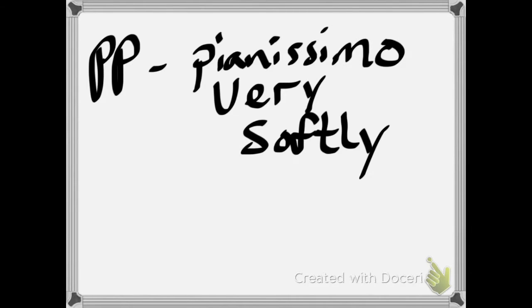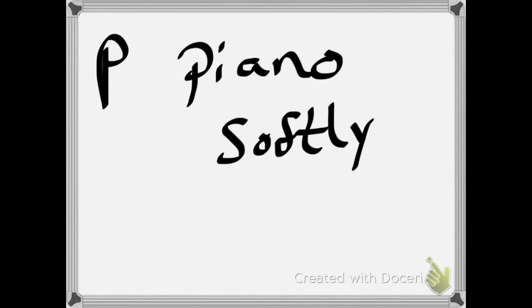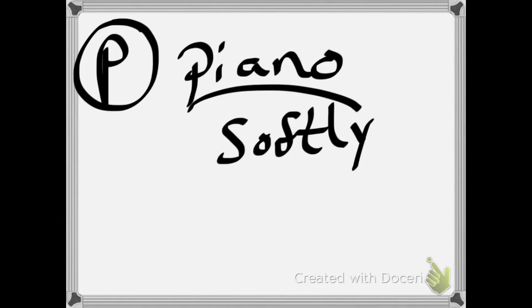The best place for us to start is at PP, which stands for pianissimo. Pianissimo means very softly. So if you're playing a piece of music and you see PP written underneath it, that means your part should be played very softly. Again, PP stands for pianissimo. If you see only one P, that stands for piano, and piano means to play softly. So piano is a little bit louder than pianissimo, but it still means to play softly.